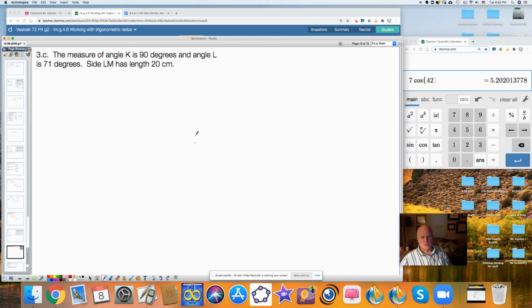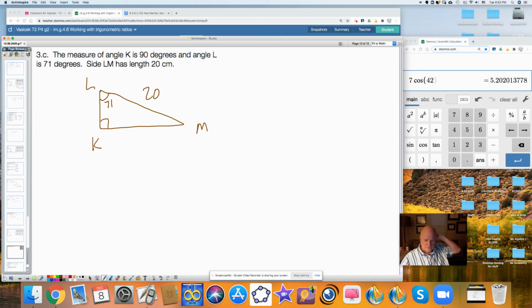This third one, which we're supposed to draw a picture of, we have angle K is 90 degrees. So we'll put K here. And L is 71 degrees. So I'll put L at this point because this looks a little bit bigger, 71. And side LM, so M is going to be here, is 20.